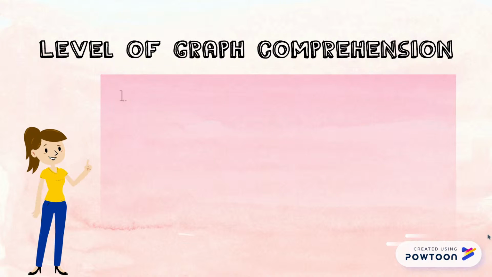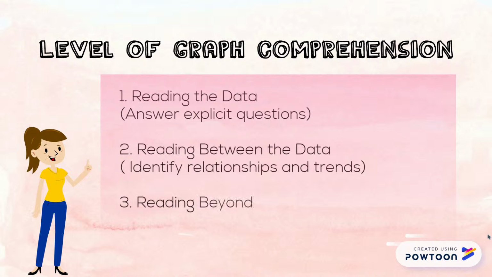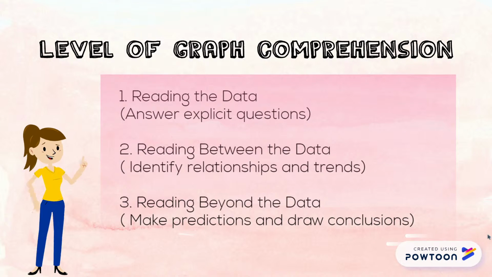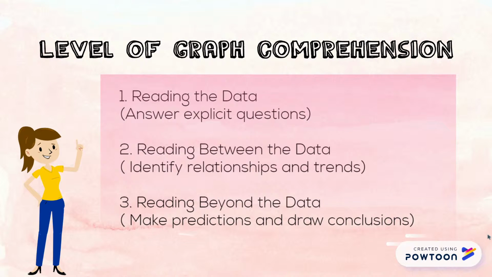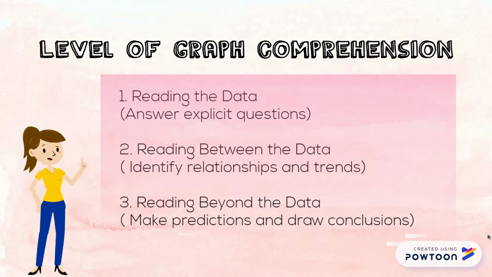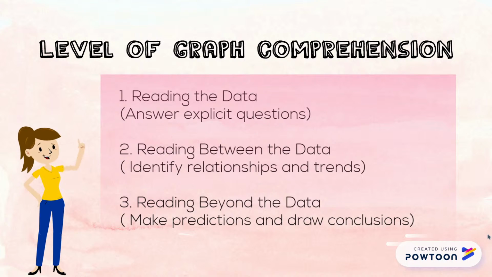The differentiating of questions that we are going to be introducing here would revolve around the three levels of graph comprehension, and that includes reading the graph, reading between the graph, and also reading beyond the graph. Reading the data would involve explicit questions that require students to read and locate information directly from the graph given. Next, reading between the data. Questions posed at this level would require students to identify the relationship and trends in the data represented in a graph. Lastly, reading beyond the data would pose questions that allow students to make predictions and deduce conclusions based on the data within the graph.